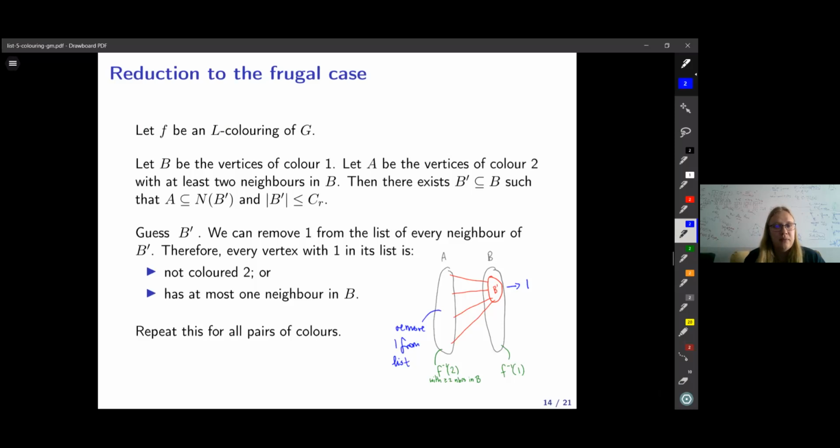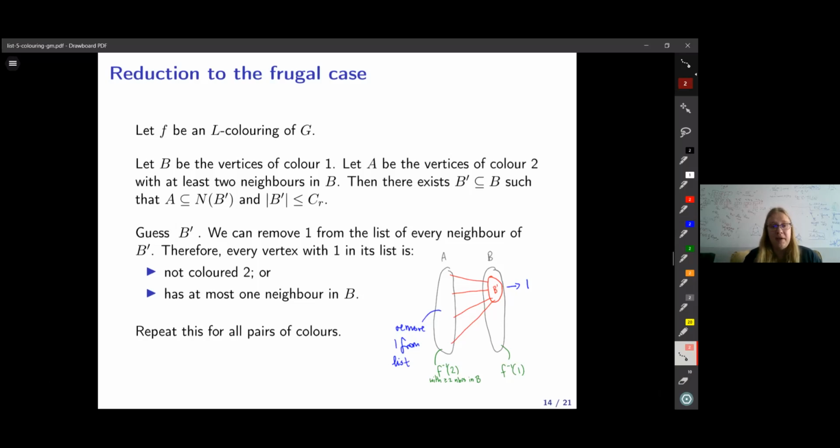Which means if you think about what remains, then if a vertex still has 1 in his list, he cannot have been an A. So either he wasn't in the pre-image of 2, or he was, but he had only 1 neighbor in B, or 0. So now we've arranged that every vertex colored 2, who still has 1 in his list, has at most 1 neighbor colored 1.